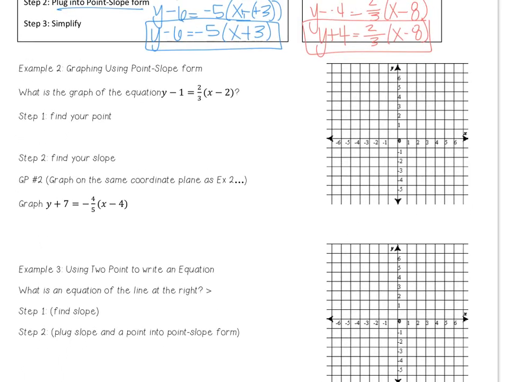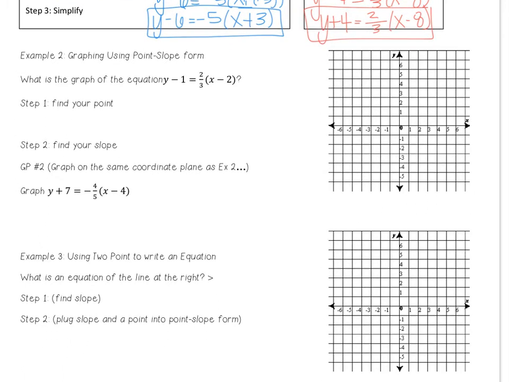Example 2, we're going to graph point-slope form. So we have our equation y minus 1 equals 2/3 times x minus 2. We're going to first find our point. So our x is the number with the x, and our y is our number with the y. But our signs are opposite. So I'm going to write that. Signs are opposite. So our point is actually going to be positive 2, positive 1. Then we find our slope. Our slope is the number that comes in front of the parentheses in point-slope form, so it's going to be 2/3.